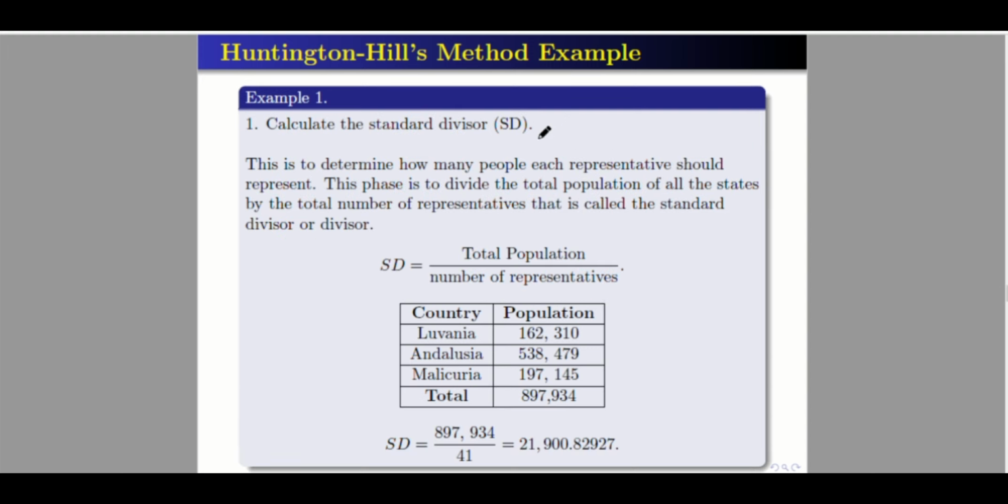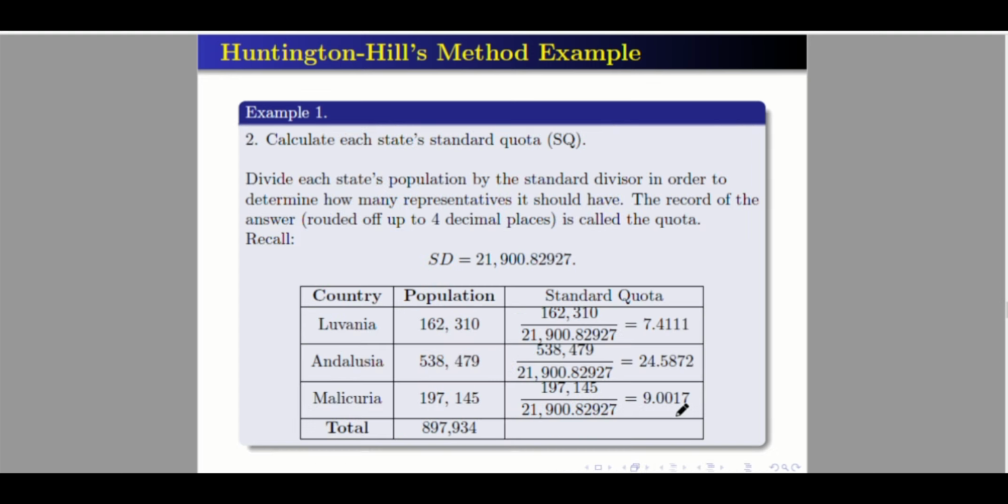The first step is to again calculate the SD. We already calculated this one since the Hamilton's topic. So we have this, the total population divided by the number of representatives, or the number of things to be divided. So this is our SD. For the standard quota, we need to divide each population by its SD. So again, we have these values.